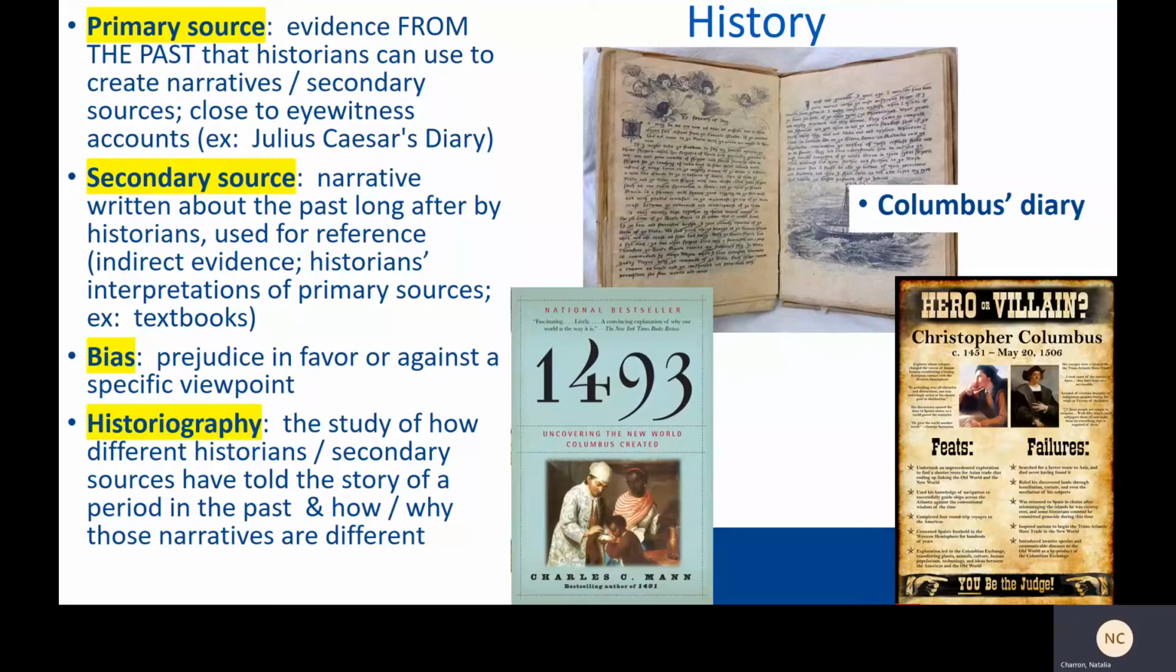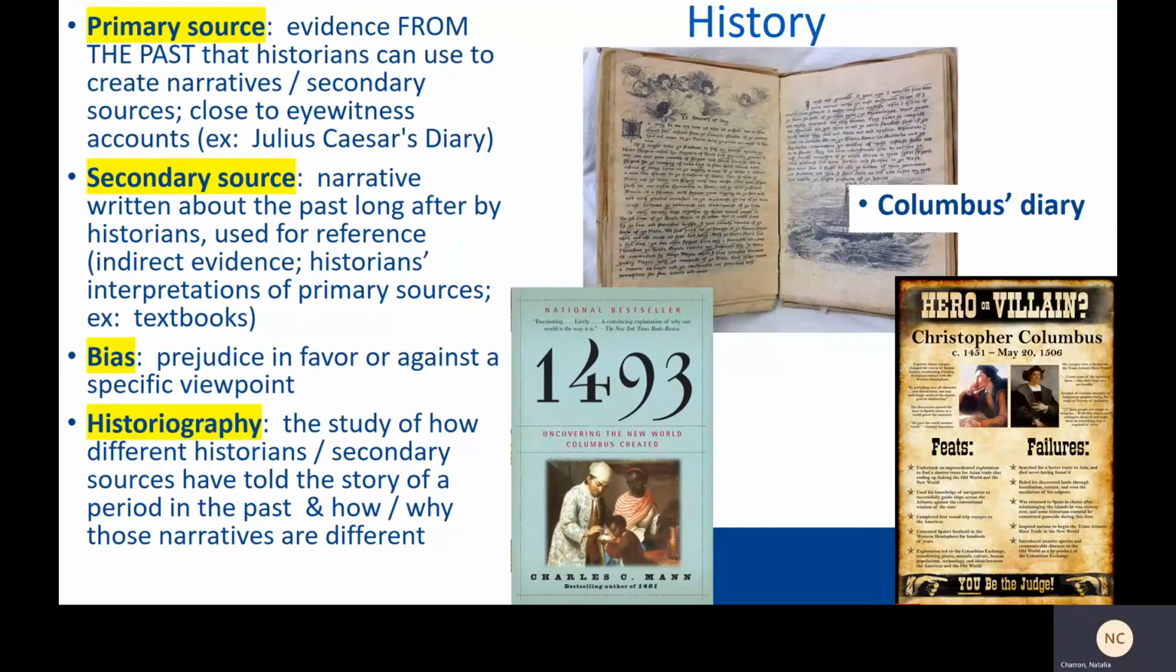We have an entire field of study devoted to exactly this process, and it is called historiography. Circle that word because it's super important. Historiography. It's the study of how different historians, or different secondary sources, if you want to think of it that way, have told the story of a period in the past, how those stories are different, and why.